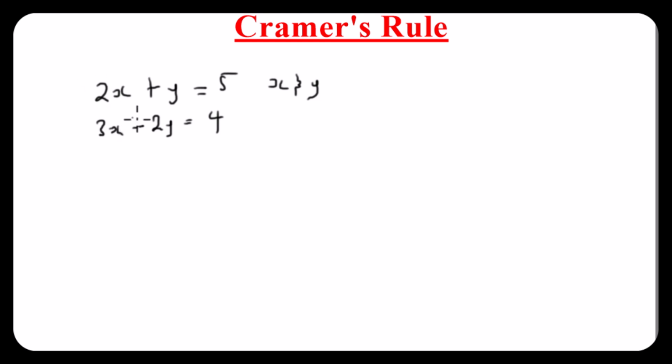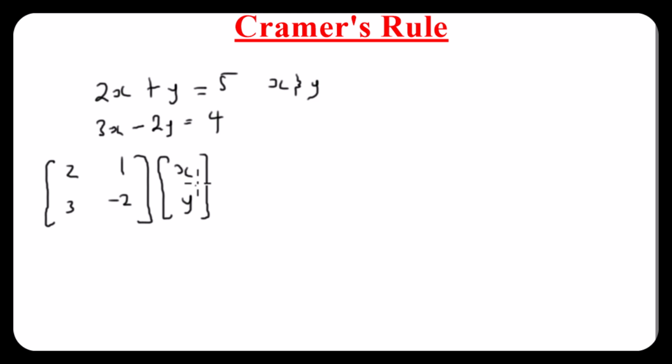The first thing we want to do is to write this equation in the form of matrices. So remember, write the column picture first. That's 2, 3. Neglect the variables for now. The coefficient of y here is 1, and this is negative 2. And then we'll write the unknowns, x and y. So we want to write it like this. So this will be equal to 5 and 4.